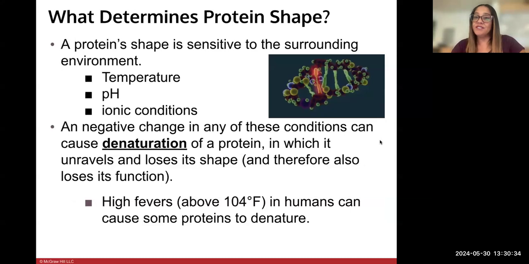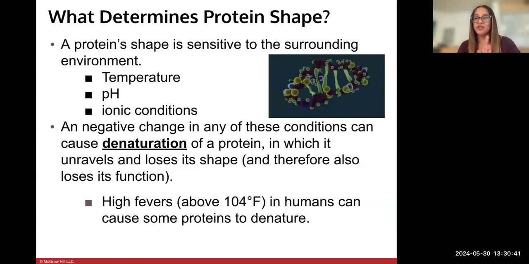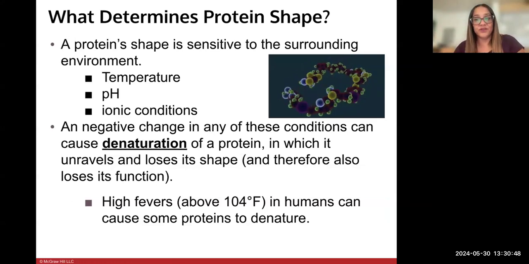A protein shape is sensitive to the surroundings. It's like us. It has a set point. It likes a certain temperature, a certain pH, and certain ionic conditions, namely salt. It likes a certain salt concentration, just like we do with our food.